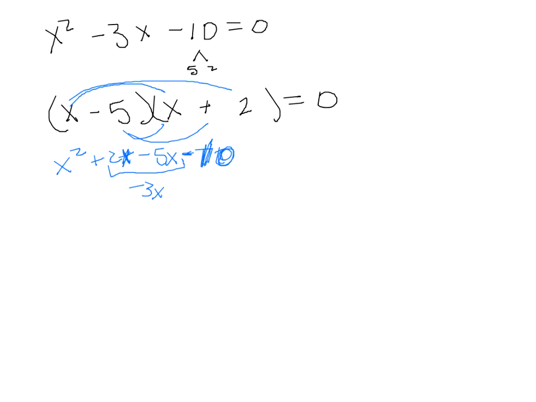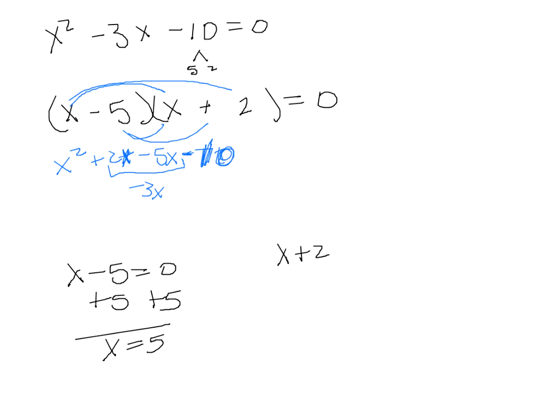So when I use factoring to solve, I get it factored, and then I take each factor and set it equal to 0 and solve for x. So I get x equals 5, and here I get x plus 2 equals 0, and x equals minus 2. So those are my two solutions, 5 and minus 2.